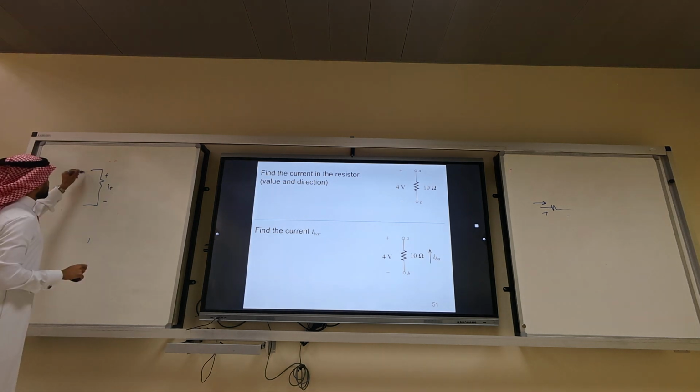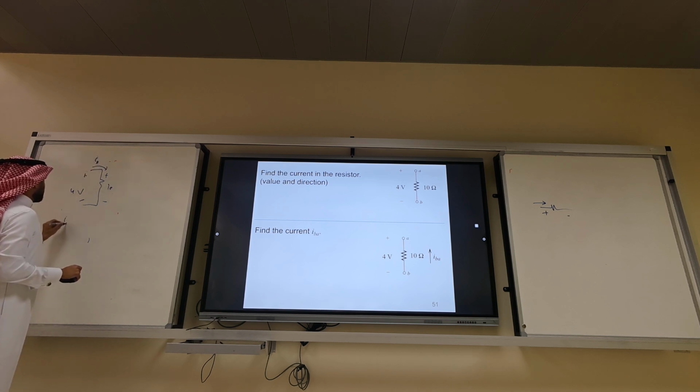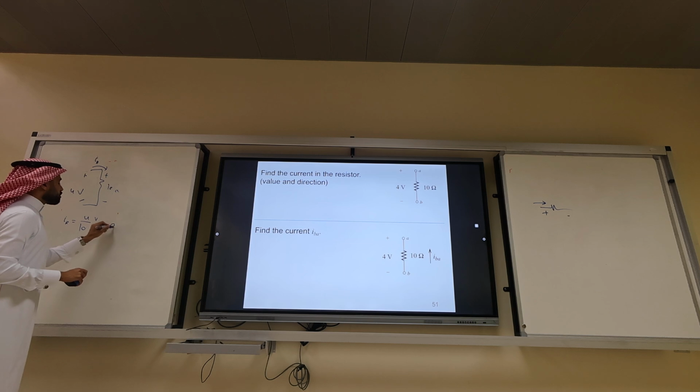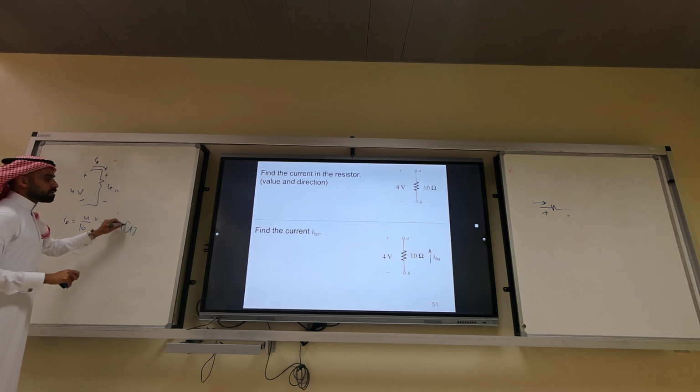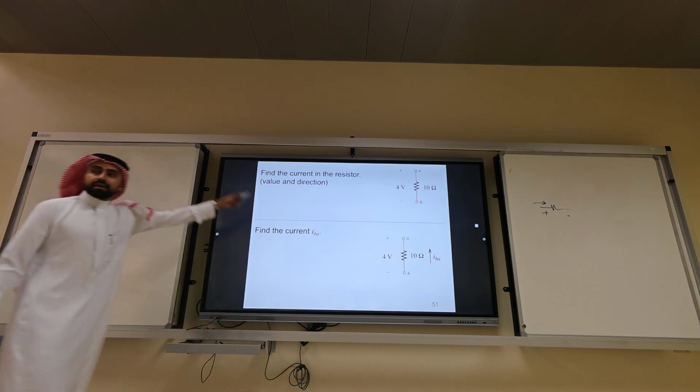Let's call this 4 volt. Let's call IR. What is IR? 4 over 10, volts over ohm. What's the unit? 0.4 amps. If I say the current enters from the negative, let's call it IR negative. Another current, it's simply minus 0.4. Is it clear?